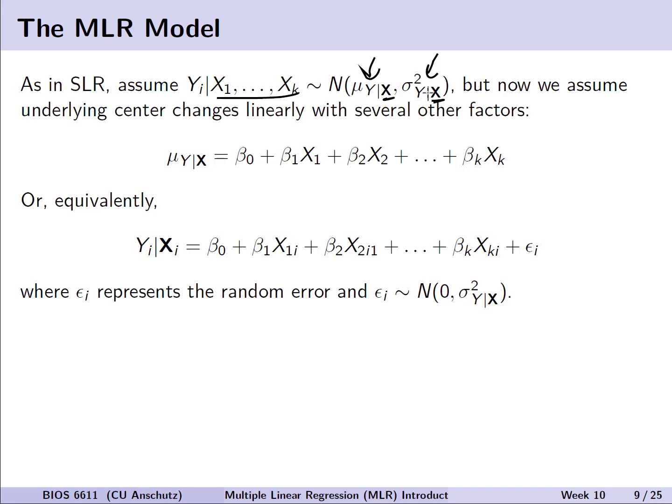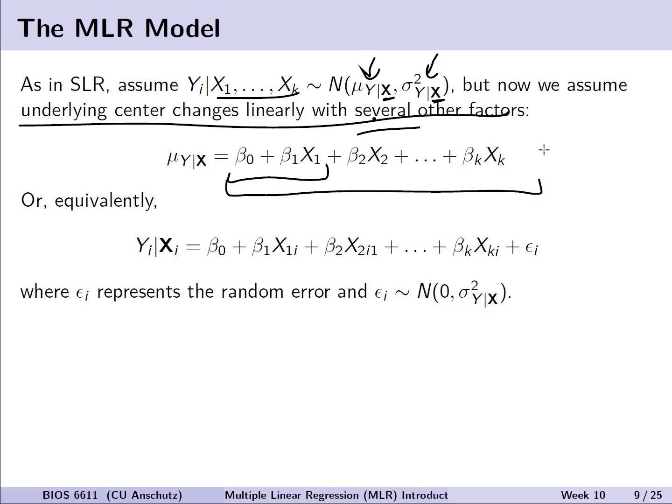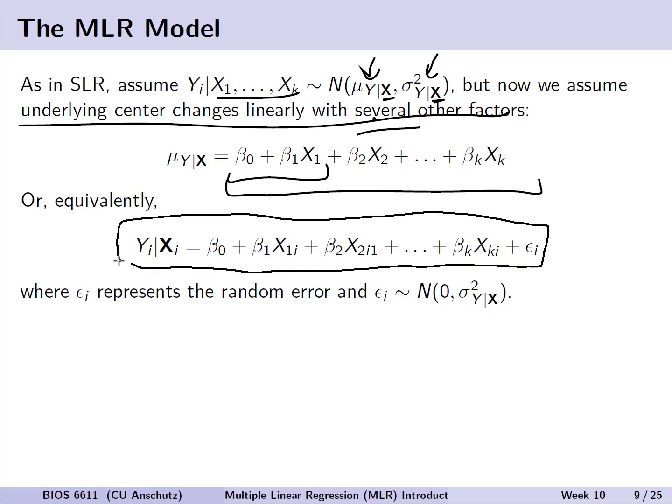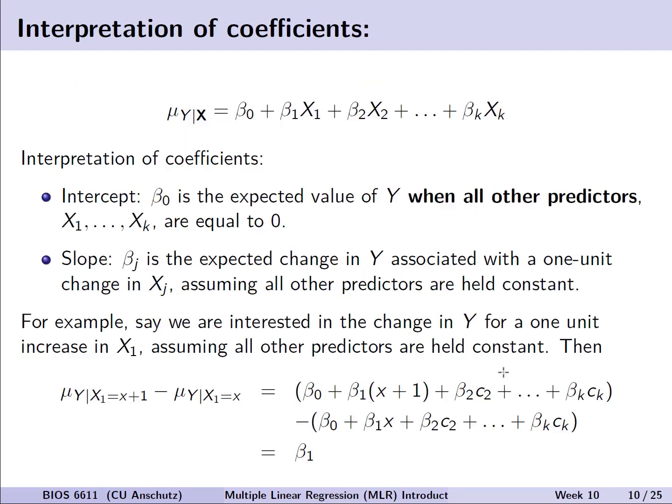Unlike before with just a single value though, we are now assuming that the underlying center of our distribution will change linearly based on several other factors. So again, instead of just focusing on beta 1 x1, we're actually going to account for x2, x3 up to xk. Or equivalently, we can write this as well with the error term, our random error, which we also still assume is distributed normally with mean 0 and variance sigma squared y given x.